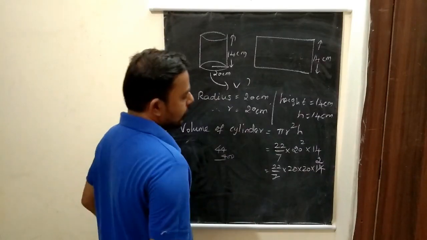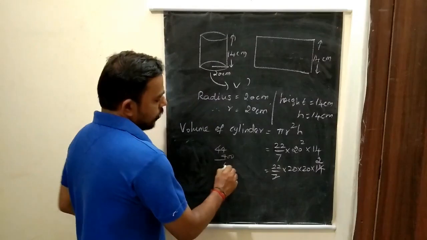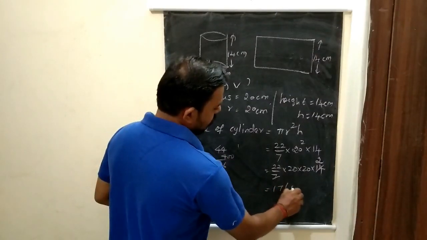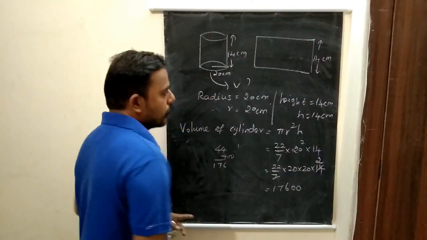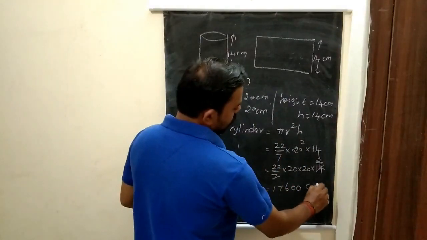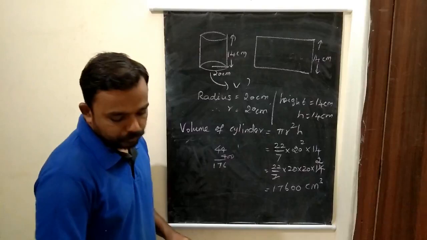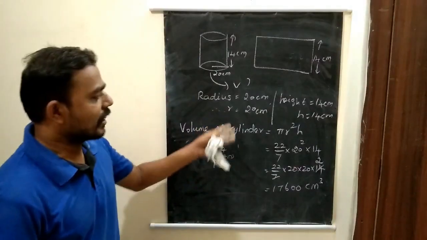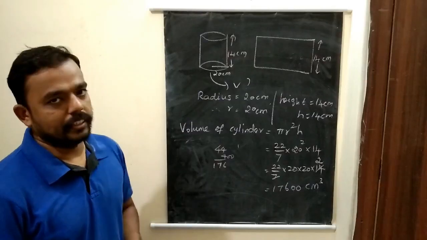We need to multiply this. 176, so 176 with the double zero. Here the unit is given in centimeter, so centimeter cubed. So this is the idea: just directly the r value and h value are given. Find the answer.